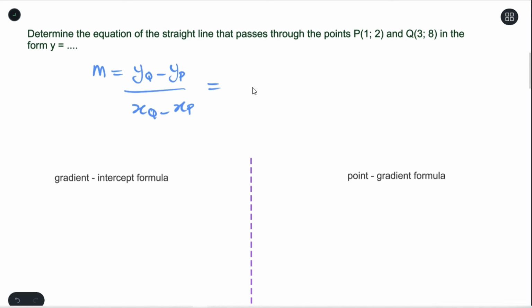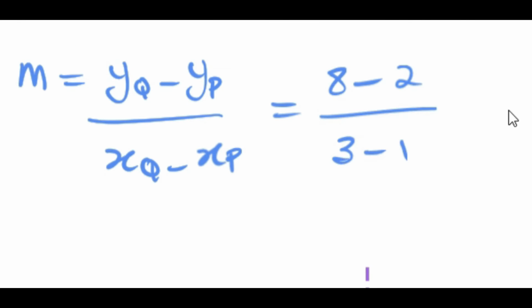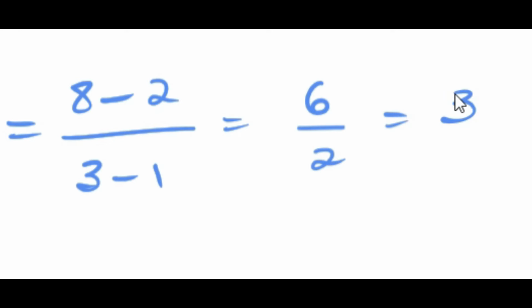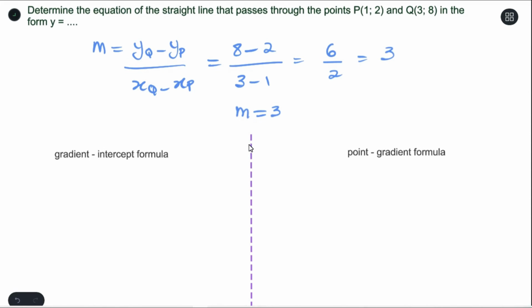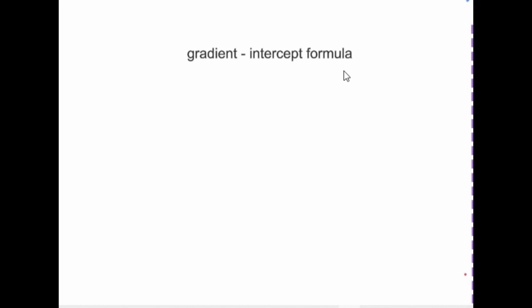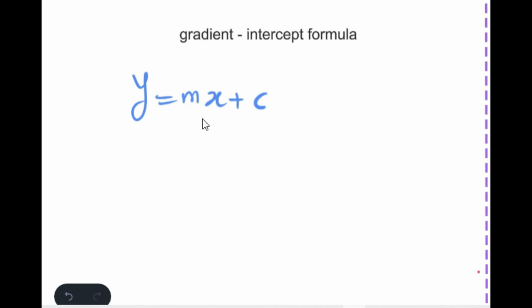then we substitute the coordinates, so the gradient of this line is M is equal to 3. So now if I'm going to use the gradient intercept format, what I write down is, so then I substitute my gradient.